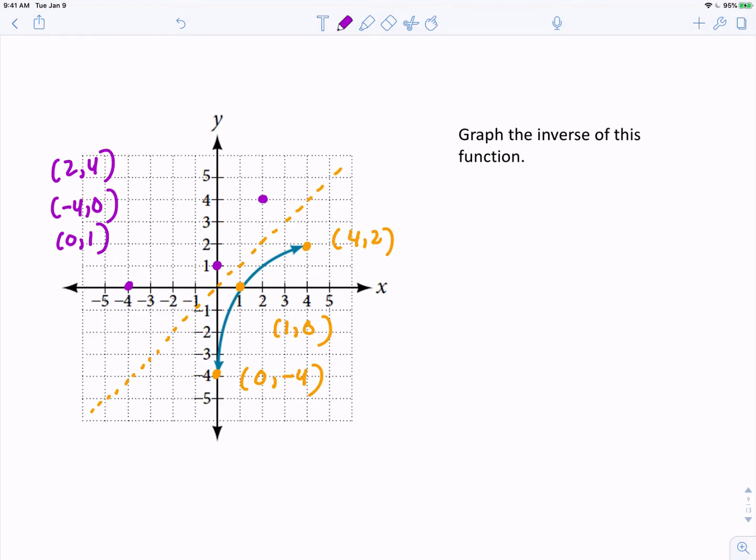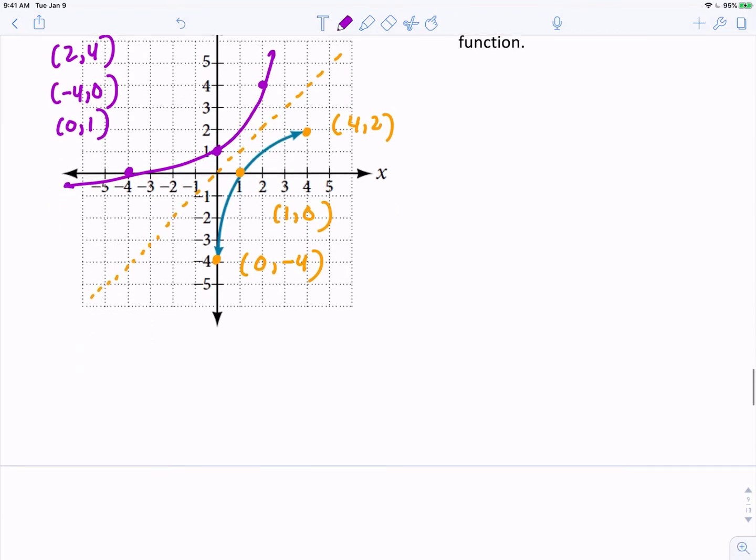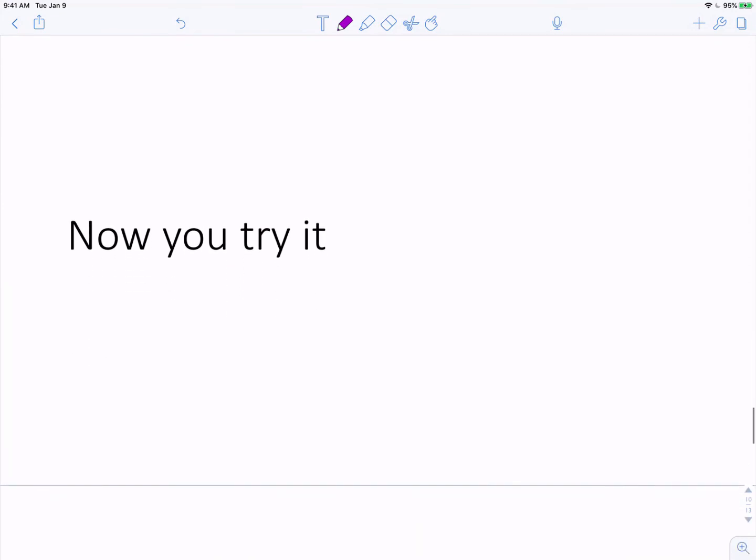So now I have 3 points that are on the inverse. I know what the shape of the original function is, and so that should help me graph my inverse function. My inverse function would look something like this. All right, time for you to try some.